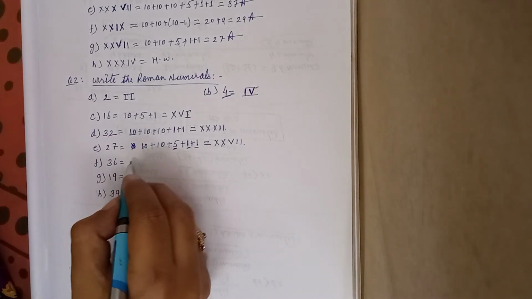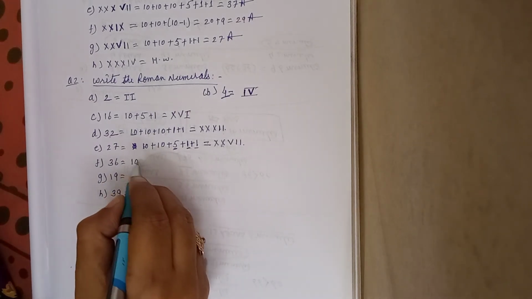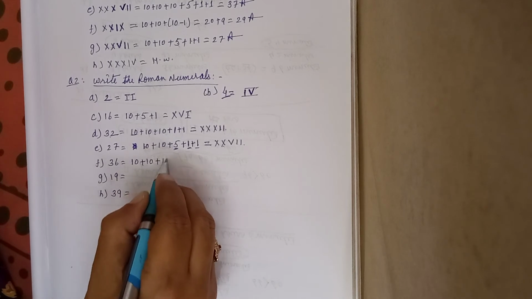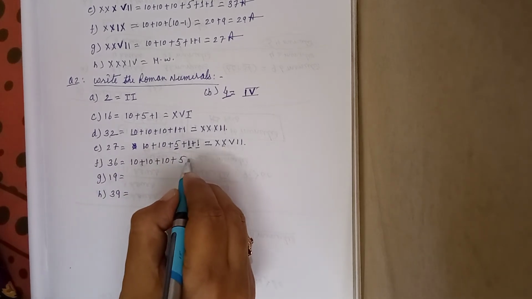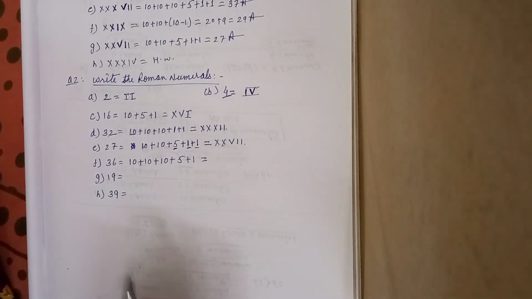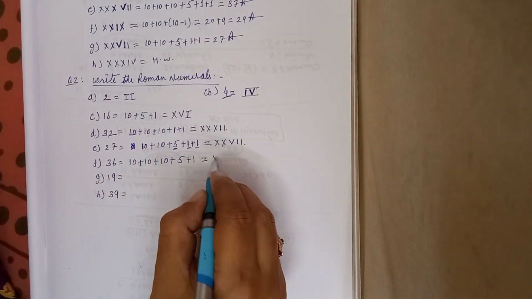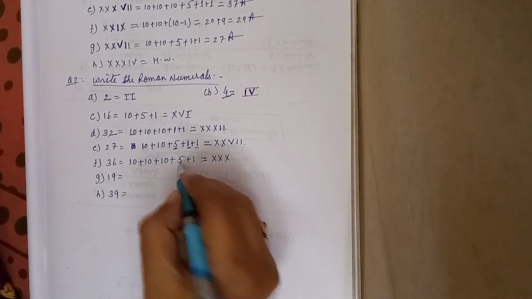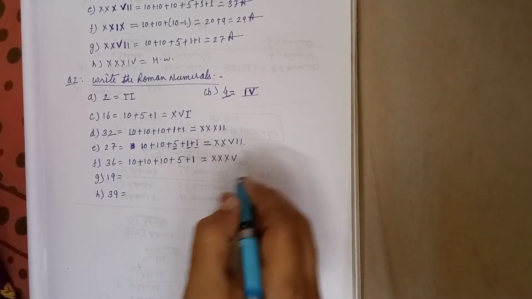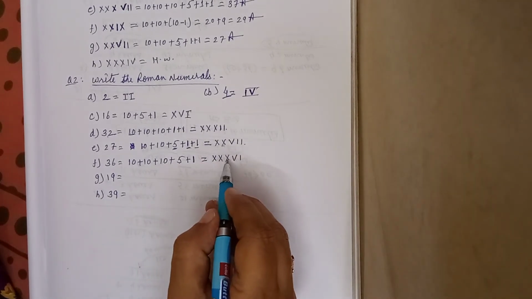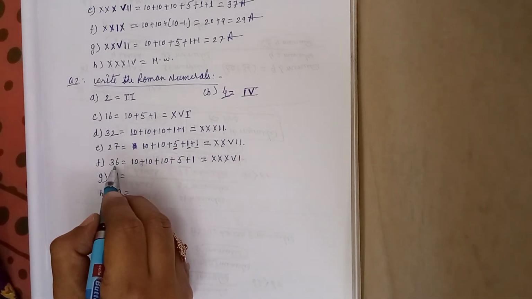Next is 36. 36 expand karo. 10 plus 10 20 plus 10 30 plus 5 35 plus 1 36. Again write the Roman numeral of 10 10 10. It's X. For 5 it's V, and for 1 it's I. So XXXVI stand for 36.